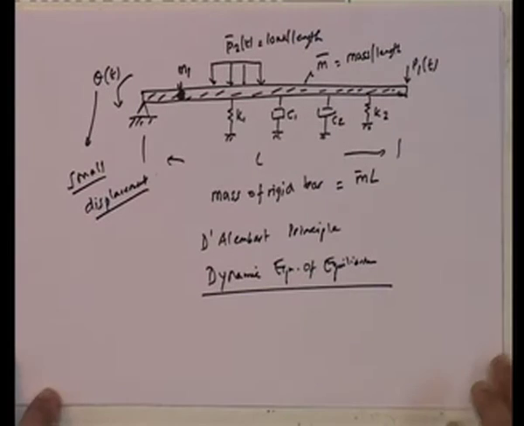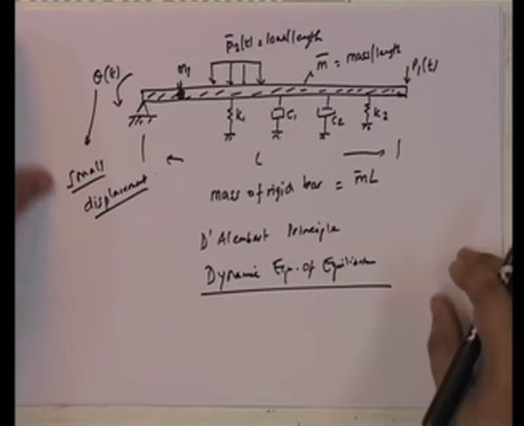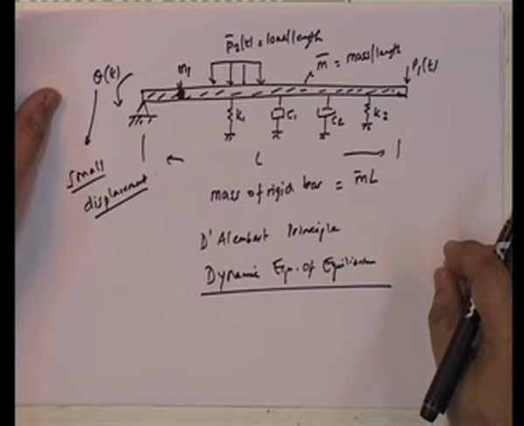Okay. So, now what do I do? Well, to begin with, in the D'Alembert principle, what does it say? Well, deform the body, displace the body in a virtual displacement equal to theta. Okay. And the dynamic equation of equilibrium is at any instant of time, take theta.